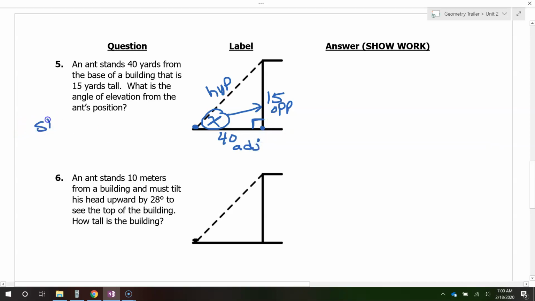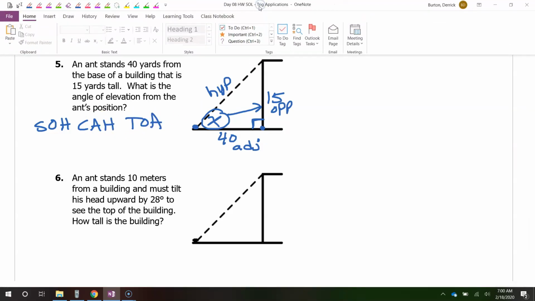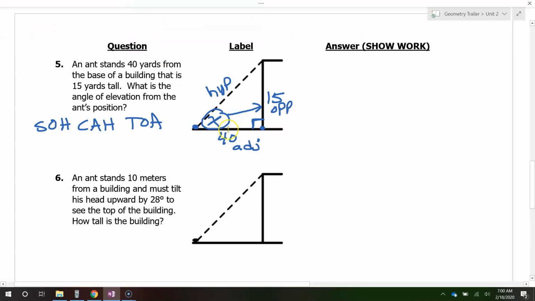Time to write Sohcahtoa. I almost misspelled it. Sohcahtoa. Which one are we going to use? That depends on which two sides we are given.